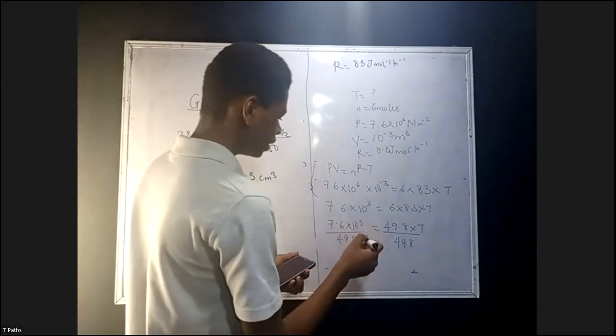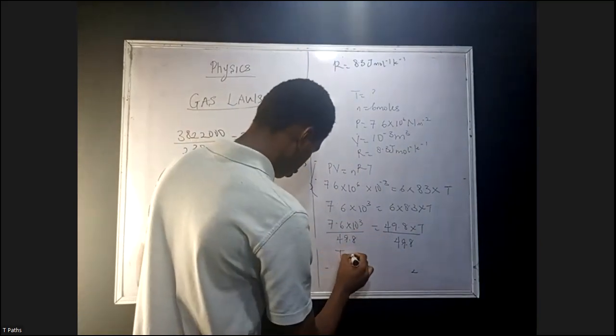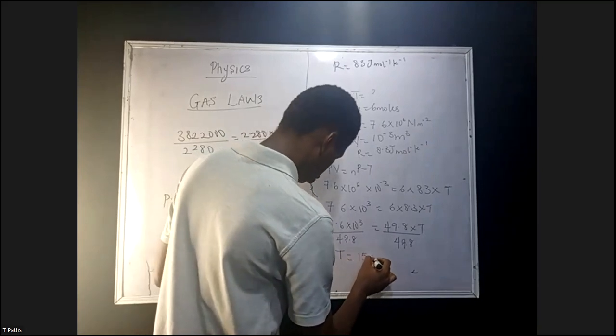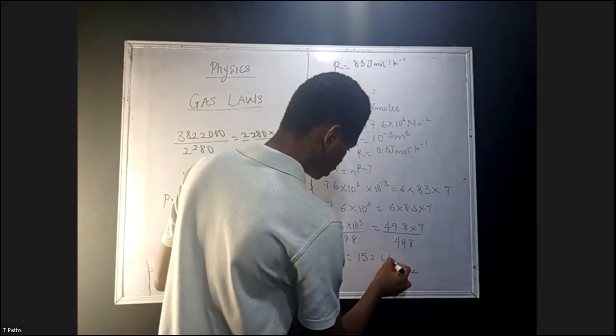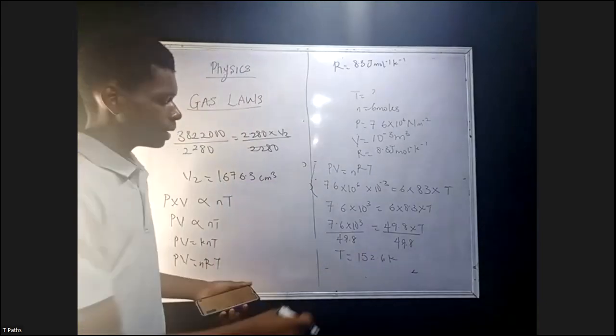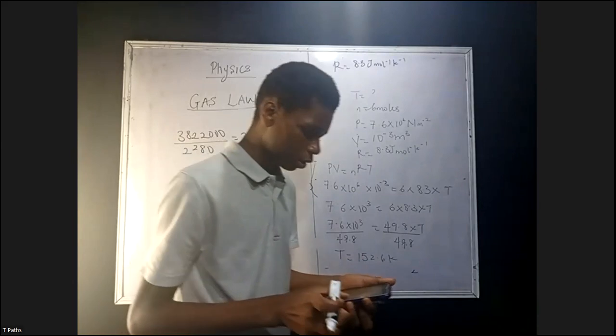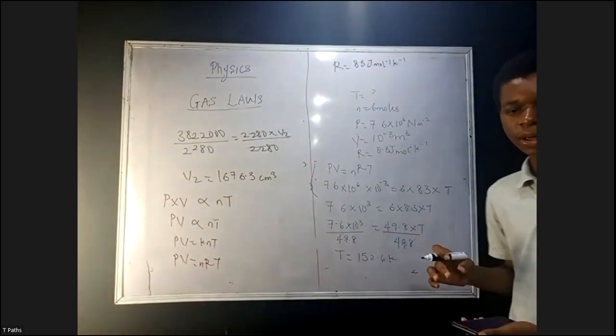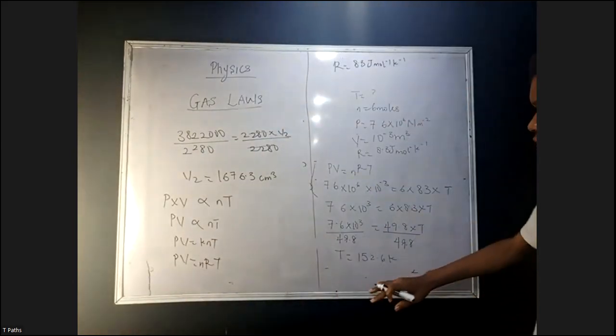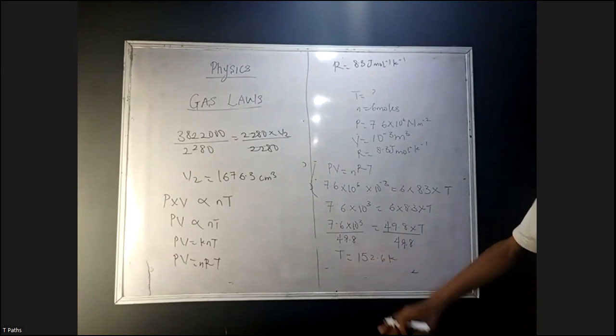And here, when I divide by 49.8, I have my T equal to 152.6 Kelvin, because I'm calculating temperature. The value of my temperature is 152.6 Kelvin. But according to our options here, the options are given in whole numbers, so I'm going to convert my answer to a whole number.